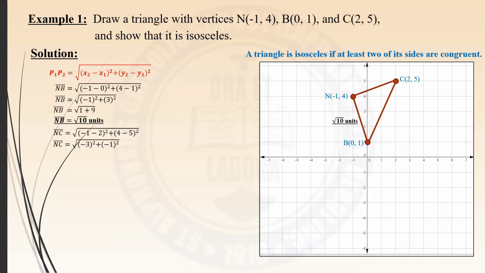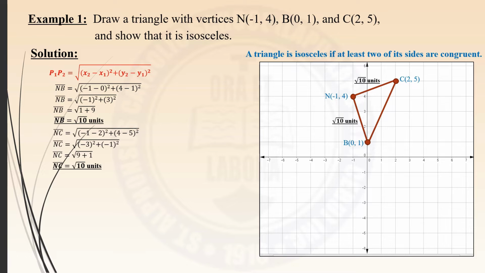-1 minus 2, the answer is -3. 4 minus 5, the answer is -1. So our solution will become line segment NC is equal to the square root of -3 squared plus -1 squared. Then simplify. -3 squared, the answer is 9. -1 squared, the answer is 1. So the line segment NC is equal to the square root of 10 units, or from point N to point C, its distance is square root of 10 units, and the length of line segment NC is equal to square root of 10 units.